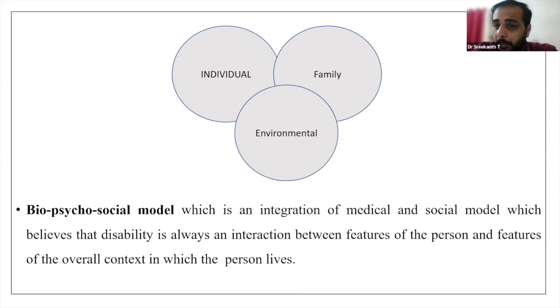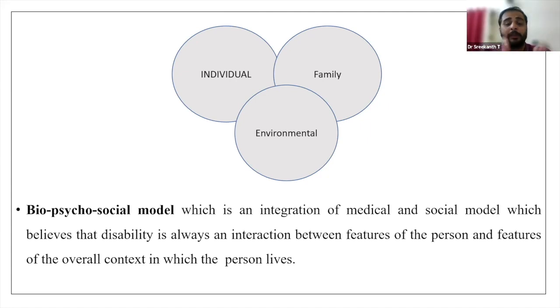For example, individual factors such as age, gender, education, or other sociodemographic factors might affect disability. Family factors include family support, the number of family members available, other family dynamics, or the social position of that particular family in society. All those things also interact with disability, as well as the environmental factors. Environmental factors could be social policies or the structure of various things.